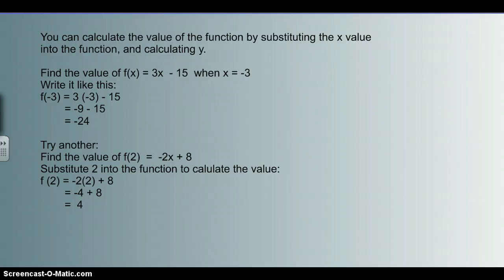Let's try another one. Find the value of f of 2 if f of x equals negative 2x plus 8. So we're going to substitute 2 into the function to calculate the value. F of 2 equals negative 2 times 2 plus 8. That's negative 4 plus 8. That's 4.